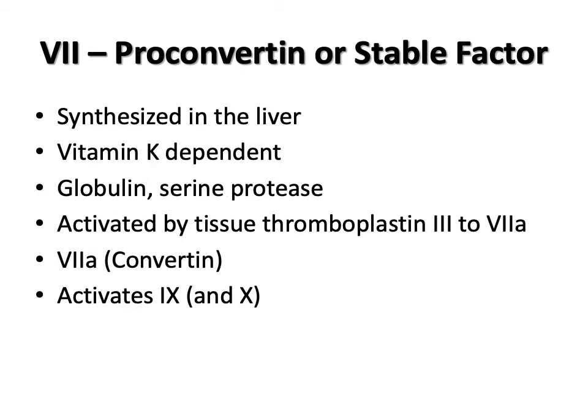The next clotting factor is factor VII, also known as proconvertin, or stable factor. What happened to factor VI, you ask? Remember, there is no factor VI. It doesn't exist. So factor VII. This is another globular protein that is a serine protease. It is vitamin K dependent and is synthesized in the liver. It is activated to convertin by tissue thromboplastin, essentially factor III. Factor VIIa in turn activates factor X to factor Xa.